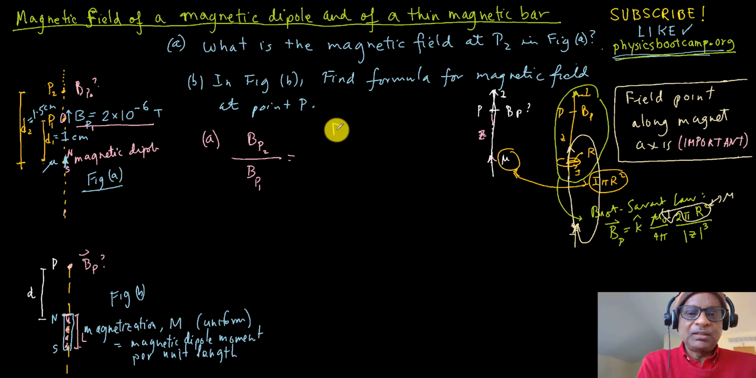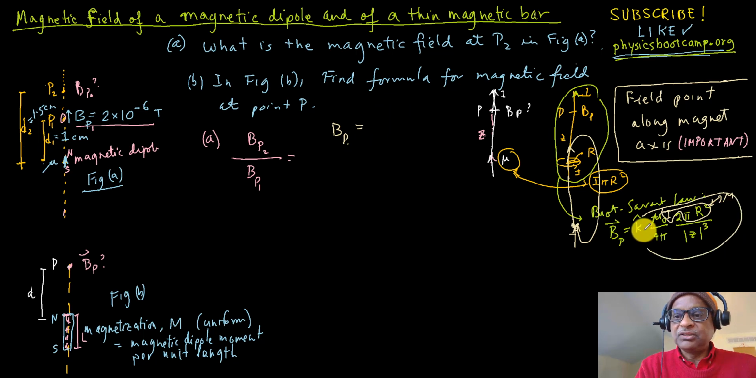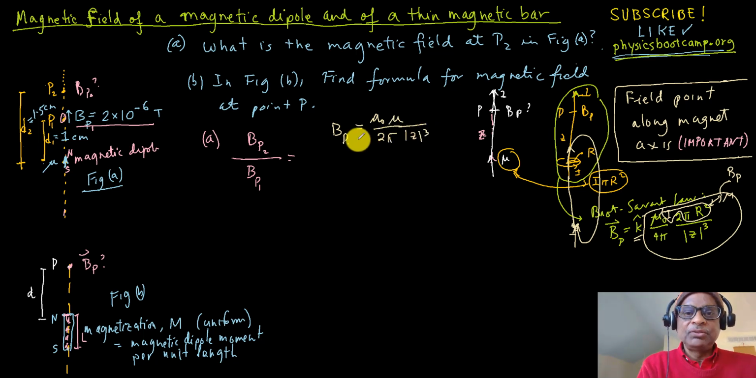So B at P is this: this will be the magnitude part, and this is the direction part. So just that's the B at P part. So mu 0, the dipole moment mu, over 2 pi z cubed. So that's the answer. So if I look at this and this, this is common, so they're going to cancel out.